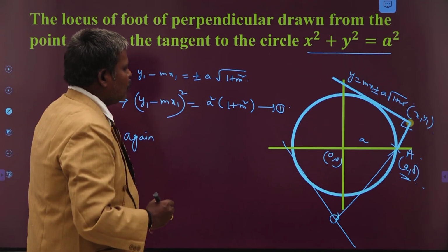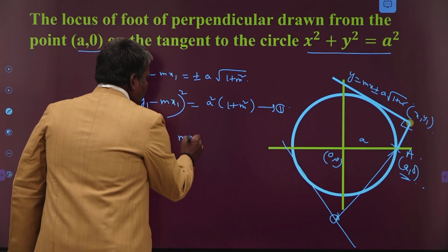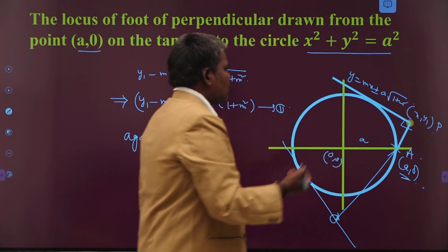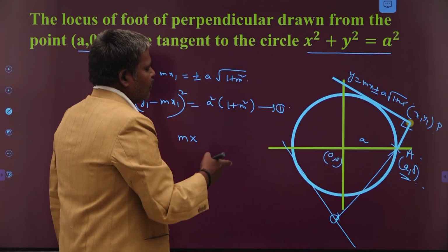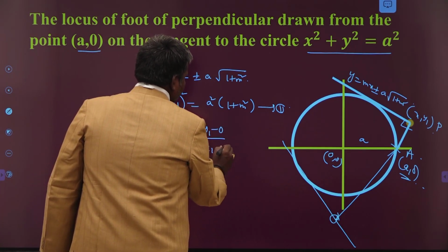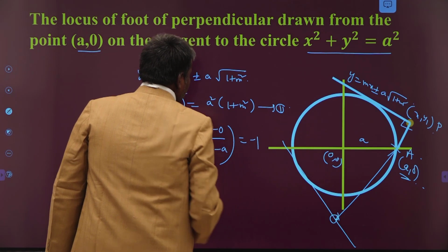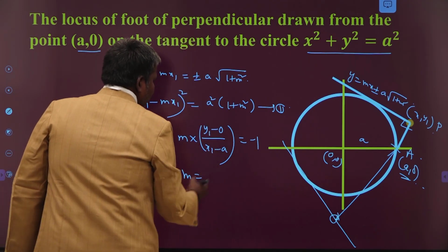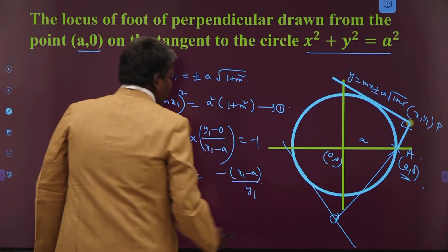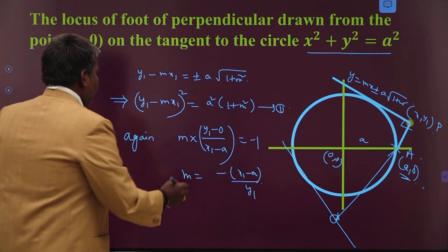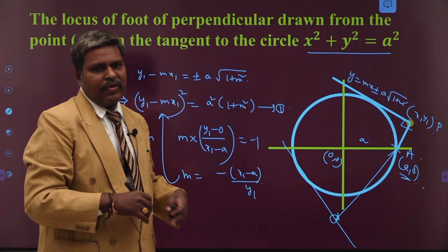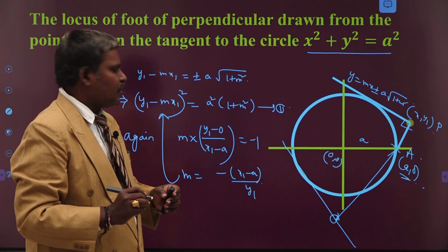What is the product of slopes? m into, what is the slope of the line joining A and P? Suppose it is the point P, slope of AP is what now? (y1 - 0)/(x1 - a). Product of slopes is equal to -1. So what is my m value? m = -(x1 - a)/y1. You just substitute the m value here itself. We eliminate m, we obtain the condition on (x1, y1). You can easily write the locus of (x1, y1).